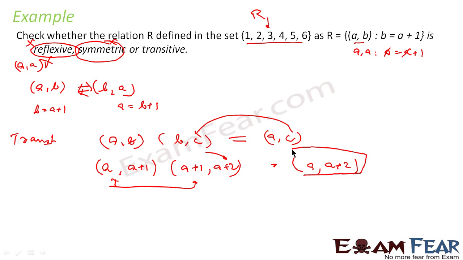But if you see, A and A plus 2 are not a member of this, because A and A plus 2 will not be satisfying this condition. This condition is nothing but B, that is, this is B and this is A actually. If you see, B is equal to A plus 1, that is A plus 2 is equal to A plus 1. That is a wrong statement. 2 is equal to 1 is a wrong statement. So we can say that this is not transitive.